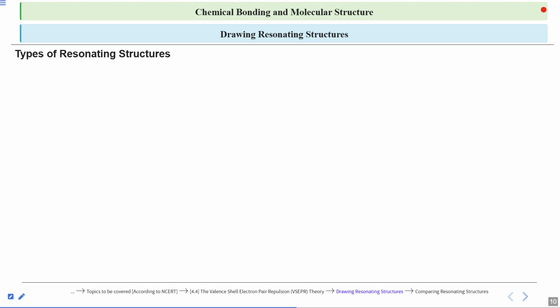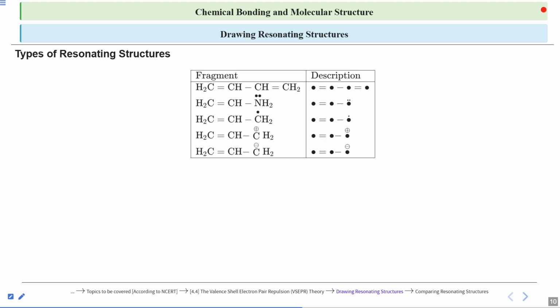Okay, so if I now move on to drawing of the resonating structure, then first of all, let me introduce you to the various types of resonating structures that are possible. So here is a table for you. Okay, what is this table depicting? It is depicting the types of fragments that can show resonance.